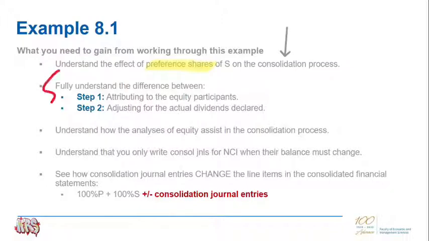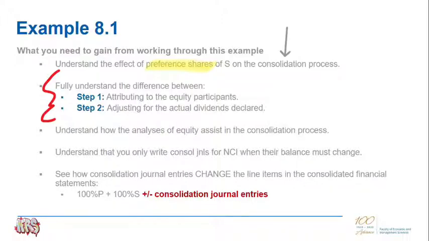Then the second bullet is something I'm going to talk to quite a bit in these examples. Please make sure that you are able to distinguish between the two and see how it's different. Step 1 is where we attribute to the equity participants any movements in the equity of S. That's where we increase the retained earnings attributable to the owners of P with their portion of the equity of S. That's where we increase NCI with their portion of the increase in the equity of S, increasing those balances.